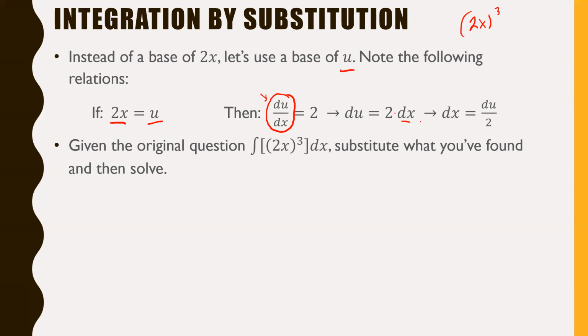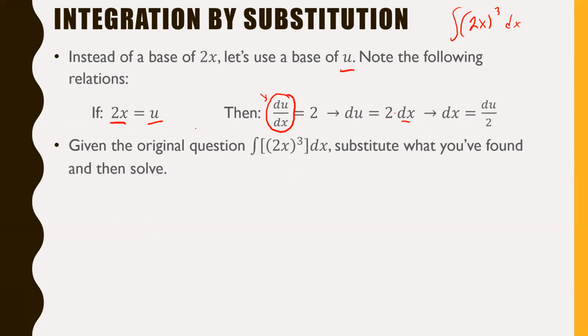And then let's get dx all by itself, because if you remember from that previous question, it was the integral of 2x cubed dx. So if we could figure out how to substitute out dx, we'd be golden. dx would therefore be, if you divide by 2 on both sides, du divided by 2. Given the original equation, oh, here it was right here, substitute what you found and then solve. So here's what I mean by this.